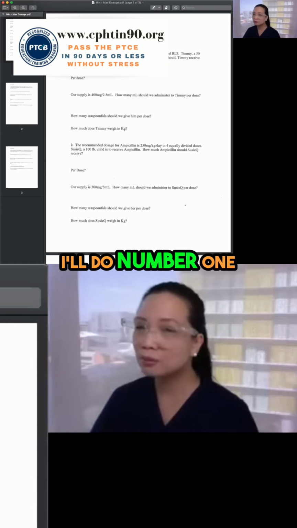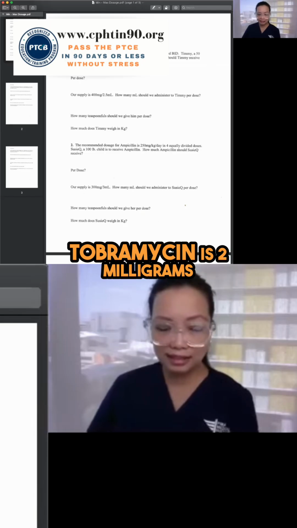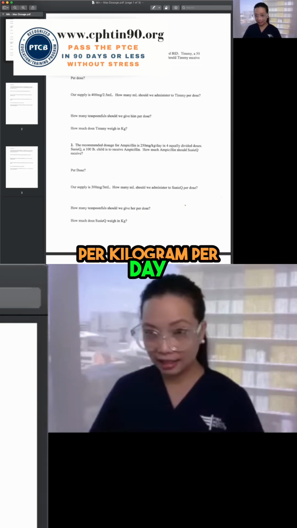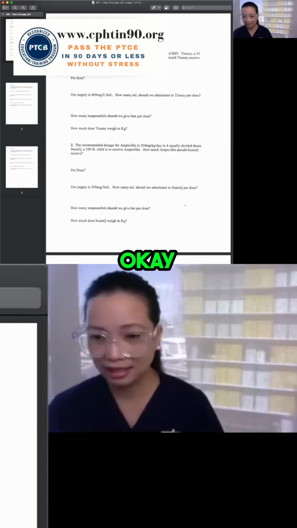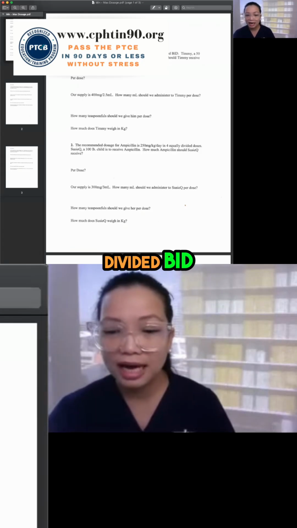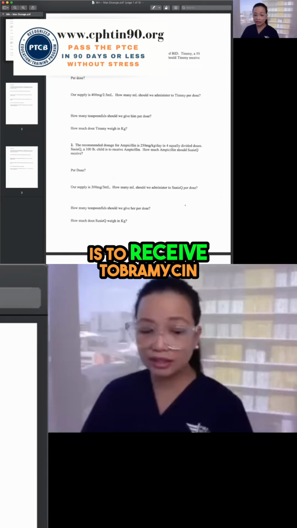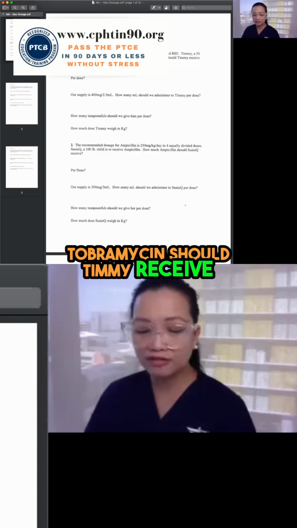Application. I'll do number 1. The recommended dosage for tobramycin is 2 milligrams per kilogram per day divided BID. Can you still hear me? Because I'm starting now. Divided BID. Timmy, a 50-pound child, is to receive tobramycin. How many milligrams of tobramycin should Timmy receive per day?